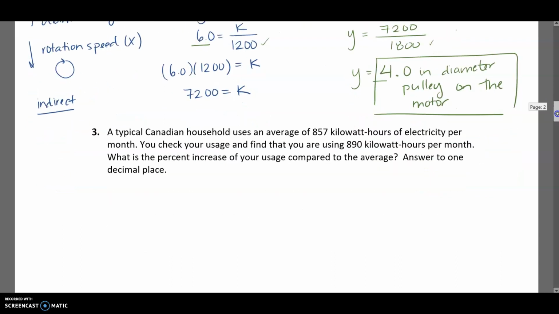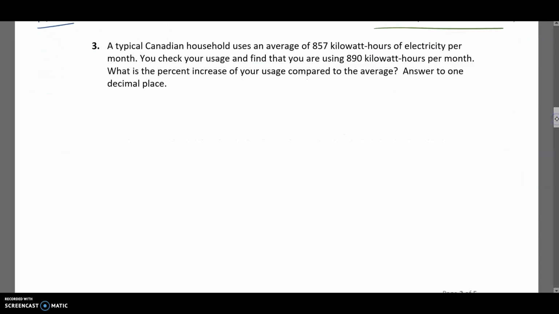The final question on this page. A typical Canadian household uses an average of 857 kilowatt hours of electricity per month. You check your usage and find you're using 890 kilowatt hours per month. What is the percent increase of your usage compared to the average? And we'll answer to 1 decimal place.